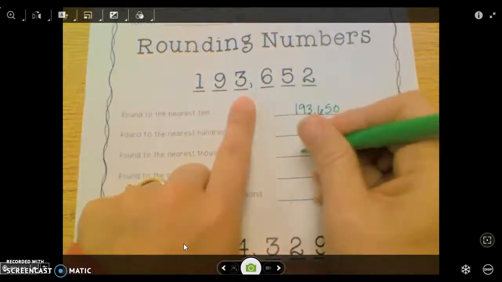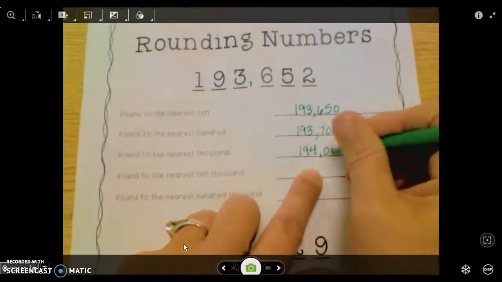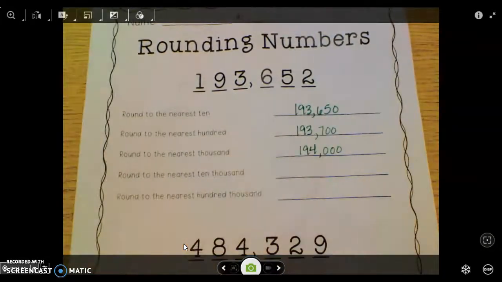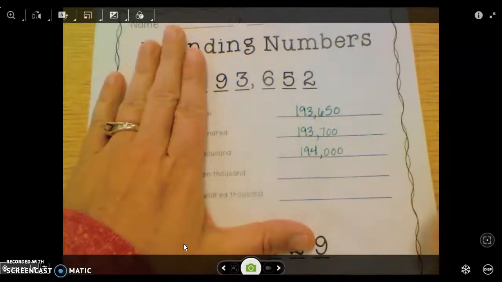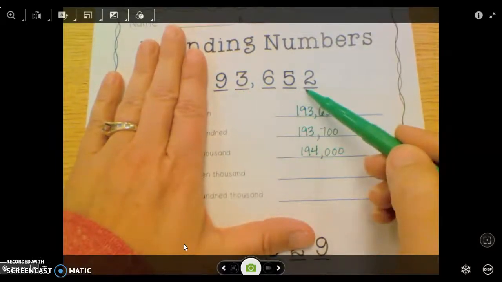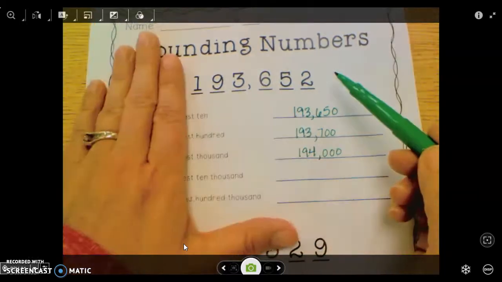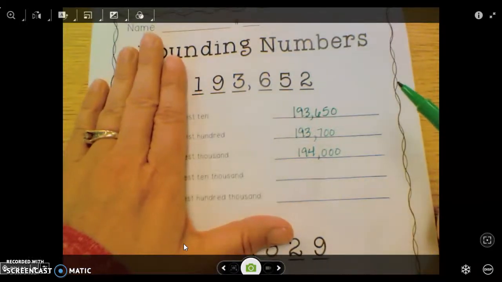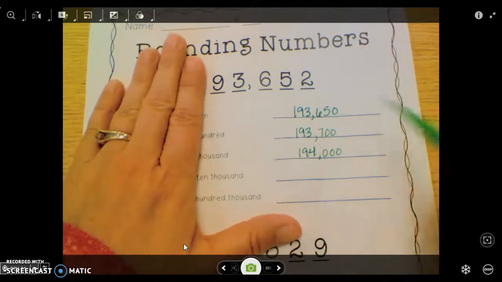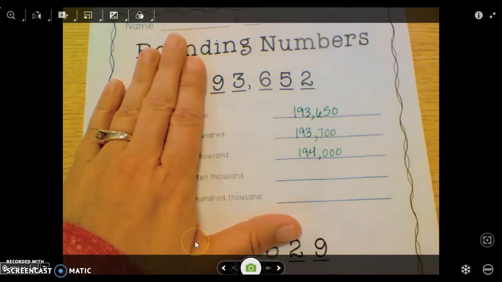So I'm going to write 194,000 as I round. Okay. Now let's round to the nearest 10,000. I'm going to kind of cover up that 100,000. I want to know, is 93,652 closer to 90,000, the current 10,000 I'm in, or the next one, which is 100,000? Okay. 93,000 is closer to 90,000 than the next 10,000, which is 100,000.